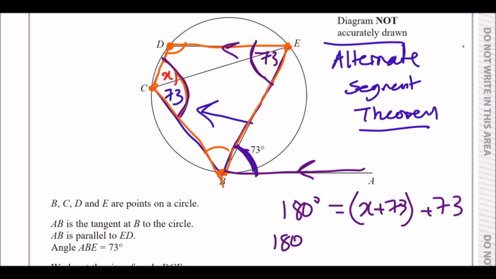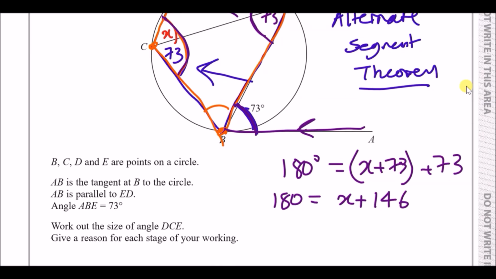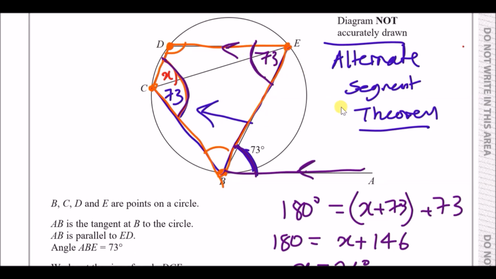So you can have 180 equals x plus, and then 73 plus 73 is 146. Subtract 146 across, and you're going to get an x value of 34 degrees. And that's it. That's literally angle DCE found.